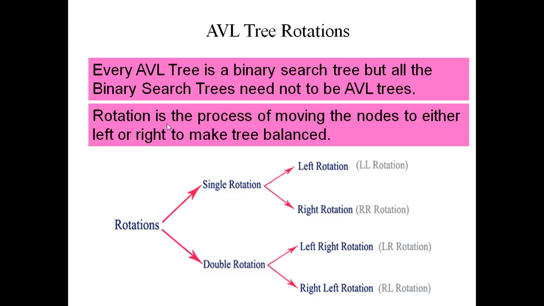So what is the process to balance the tree? Rotation is the process of moving the nodes to either left or right to make the tree balanced. So to make a tree balanced, we'll do some movements, either a left movement or a right movement. So what kind of rotations do we have? We have two kinds of rotation, single rotation and double rotation. In single rotation we have two sections, left rotation and right rotation. And in double rotation we have left right rotation and right left rotation. Okay, let's see.